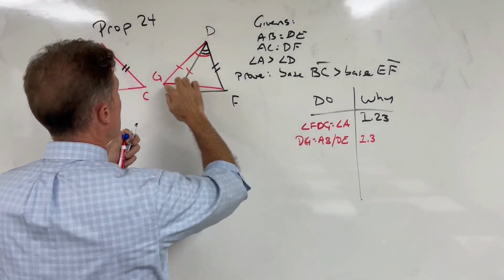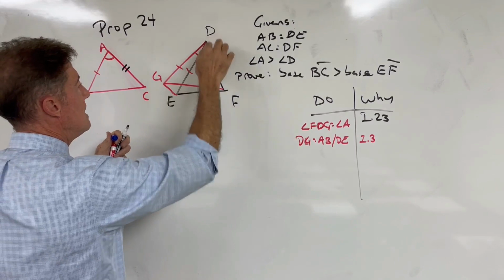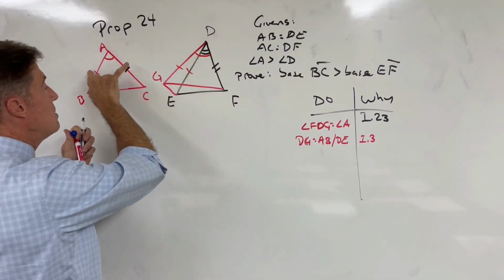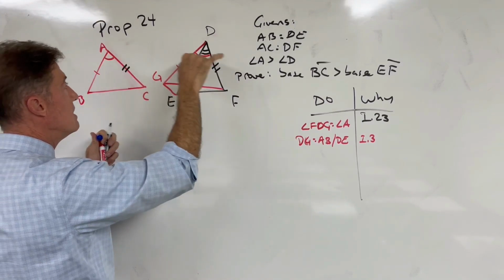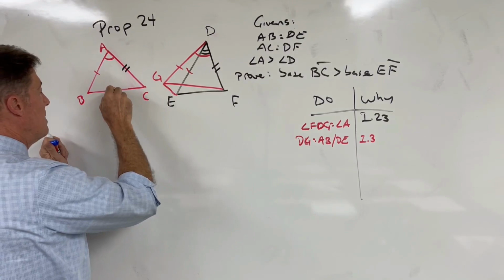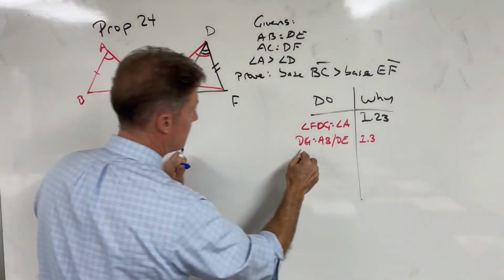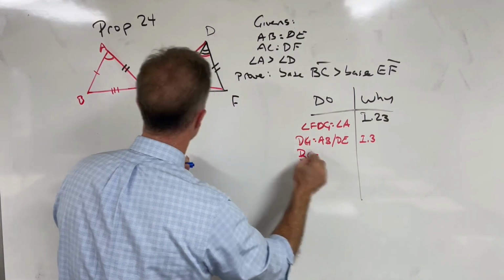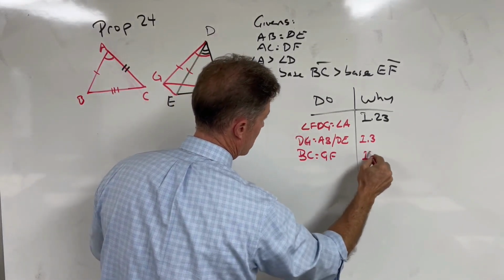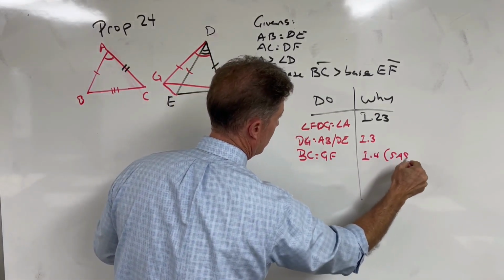And now let's look at this triangle, triangle GDF, and compare it to triangle BAC. And we're going to see they have two sides equal to two sides respectively, and the angle contained between them equal. Therefore, the base is going to be equal to the base. So BC is going to equal GF because of Prop 4, side angle side.